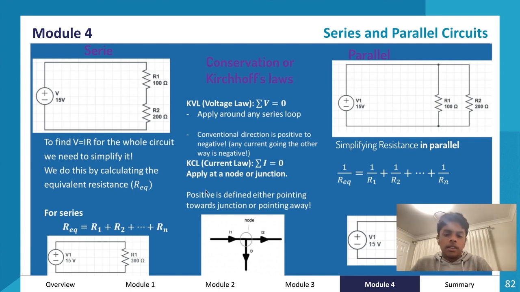And the positive in a circuit is defined at either point, pointing towards the junction or pointing away from the junction. And this is what a node is. Kirchhoff's current law applies at a node or a junction, the point where the wire just splits apart. So these are Kirchhoff's laws, parallel and series circuits, and how to find resistance for each one of them.